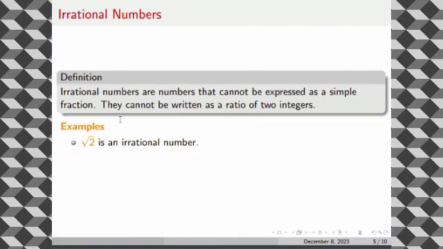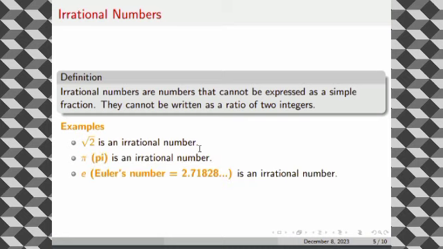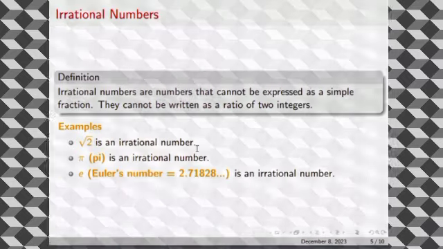Irrational numbers are those numbers that cannot be expressed as a simple fraction. They cannot be written as a ratio of two integers. Radical 2 is an irrational number. Pi is an irrational number. Another example is 2.712828.